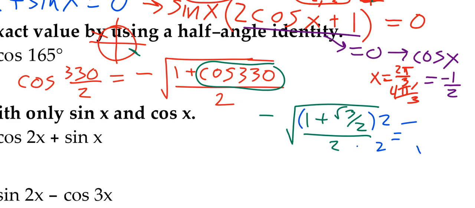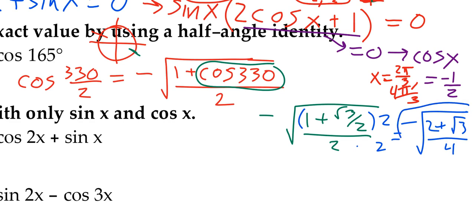Okay. So 1 plus, oh, sorry, not 1. Why would I say 1? I'm multiplying by 2, aren't I? 2 plus radical 3 all over what? 4. Right?